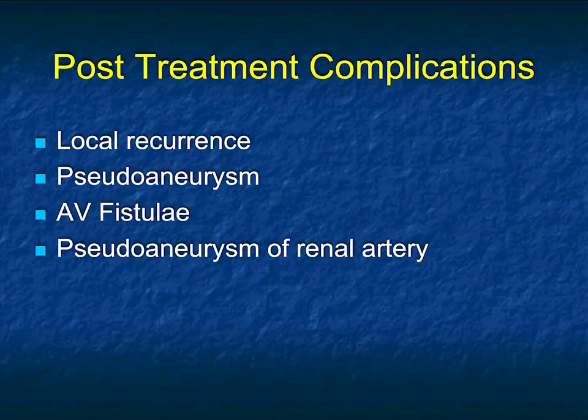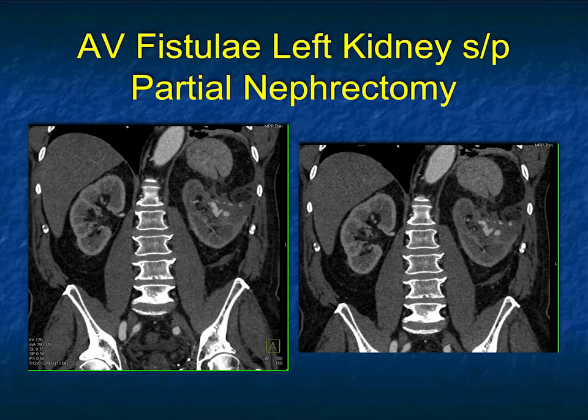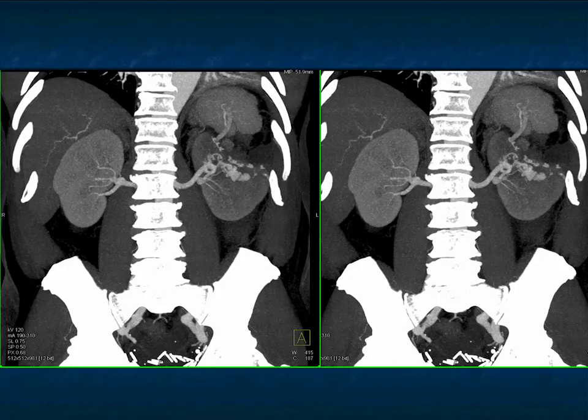Now, other patients get partial nephrectomies or ablation, and they may have different complications. Surely you can get local recurrence, particularly if the lesion's not treated well, but with ablation and even surgery, you can get pseudoaneurysms, you can get AV fistulas, and you can get pseudoaneurysms of the patient's renal artery. Here's a patient with a partial left nephrectomy, and you can see on the arterial phase the areas of vascularity. That's an AV fistula in a patient with a partial nephrectomy. You can see it very nicely on arterial phase imaging, but it washes out quickly.